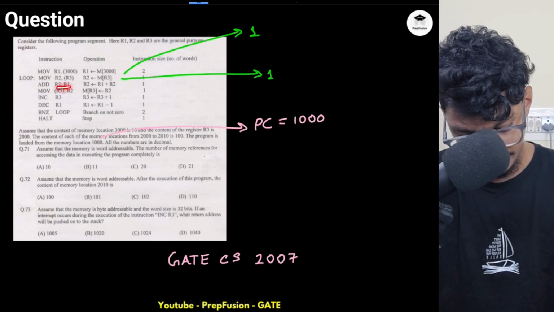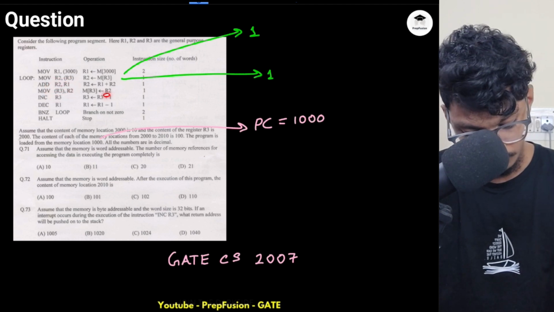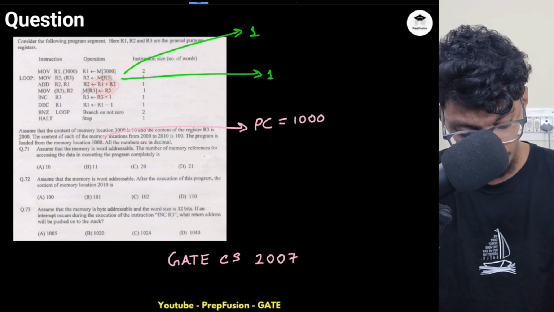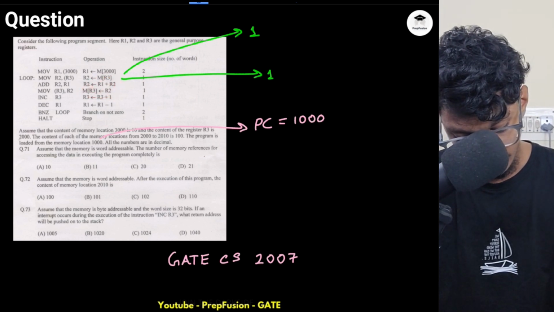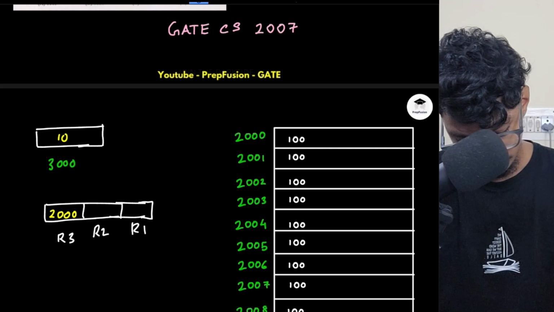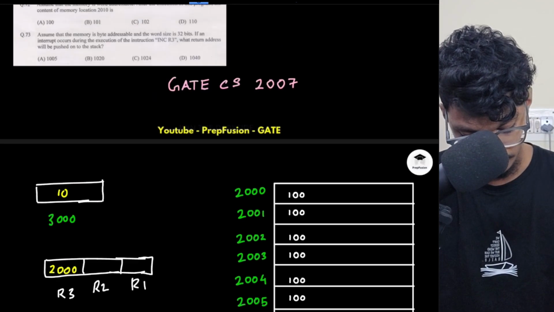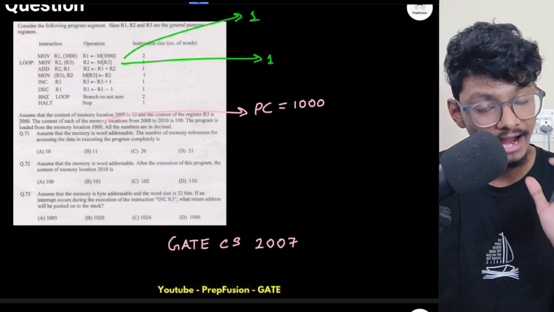After this, I'm seeing it is doing an addition operation. Then again, here is a move operation, right? If this is doing a move operation, that means the contents of R2 are stored in the memory location present in R3. So R3 had this value, right? So I will go to this memory location and store the contents of R2.